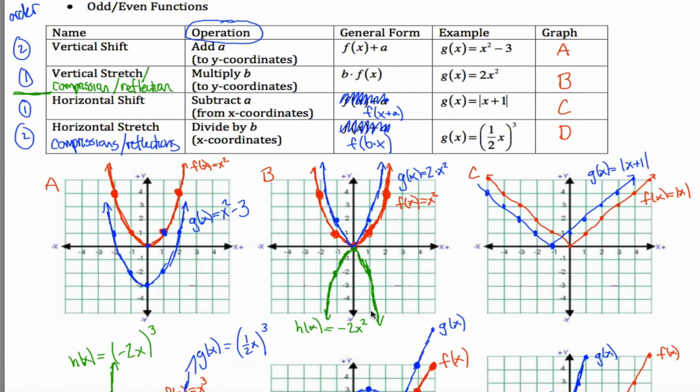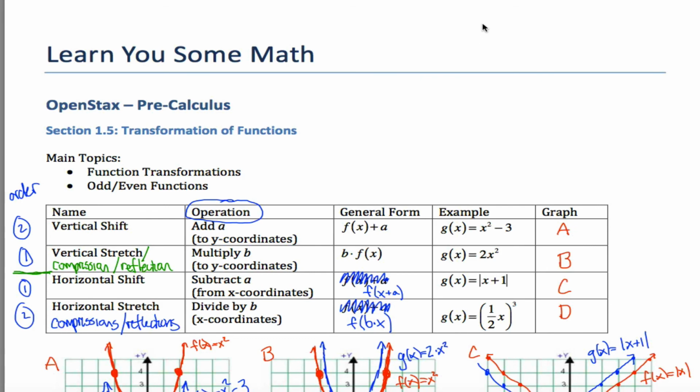And then function transformation quick summary. That's a hell of a long summary. Probably time for me to stop this video.